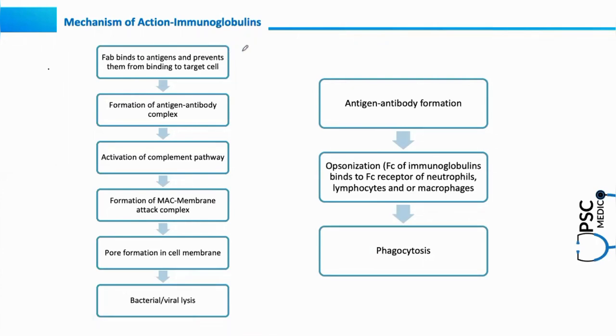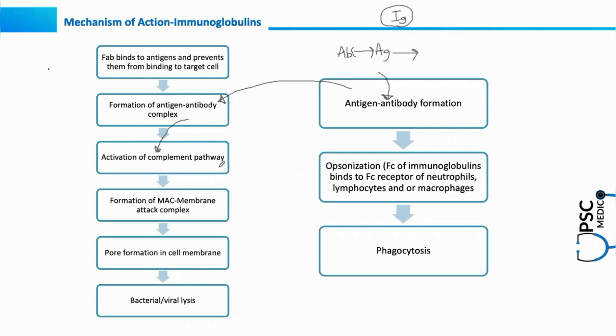So next is the mechanism of action of immunoglobulins. What do we do here? We are discussing how the immunoglobulins in the body act. Just for general sake, what do they do? An immunoglobulin, or an antibody, binds to antigen and forms an antigen antibody complex. Whenever there is formation of an antigen antibody complex, two things occur. One thing is activation of the complement pathway.